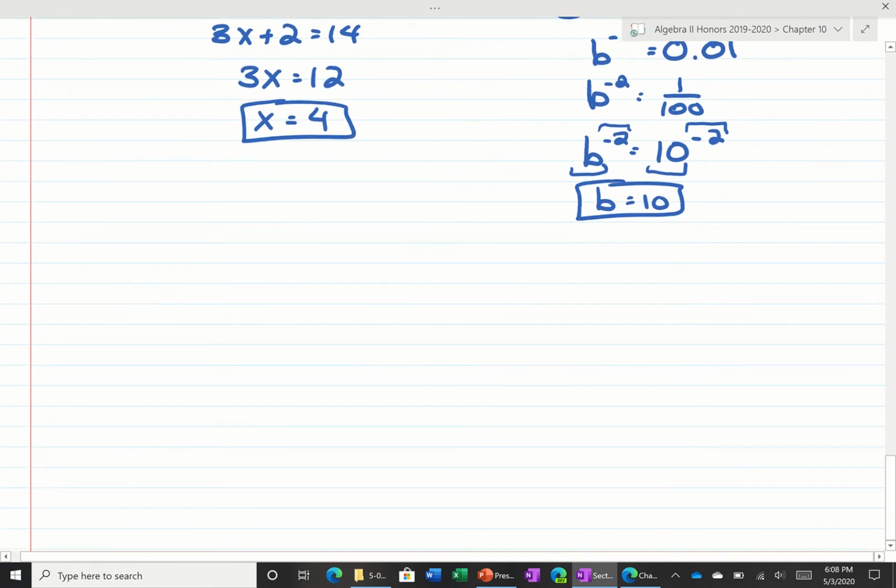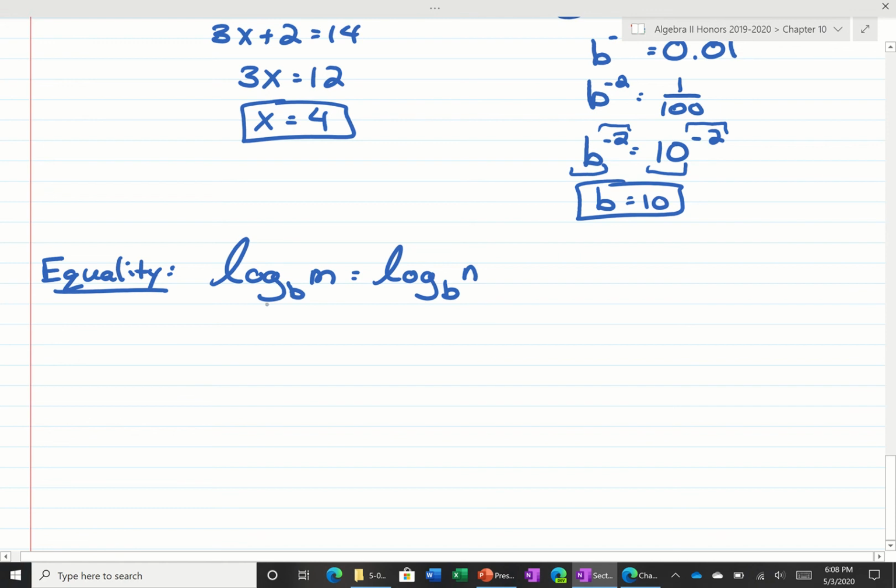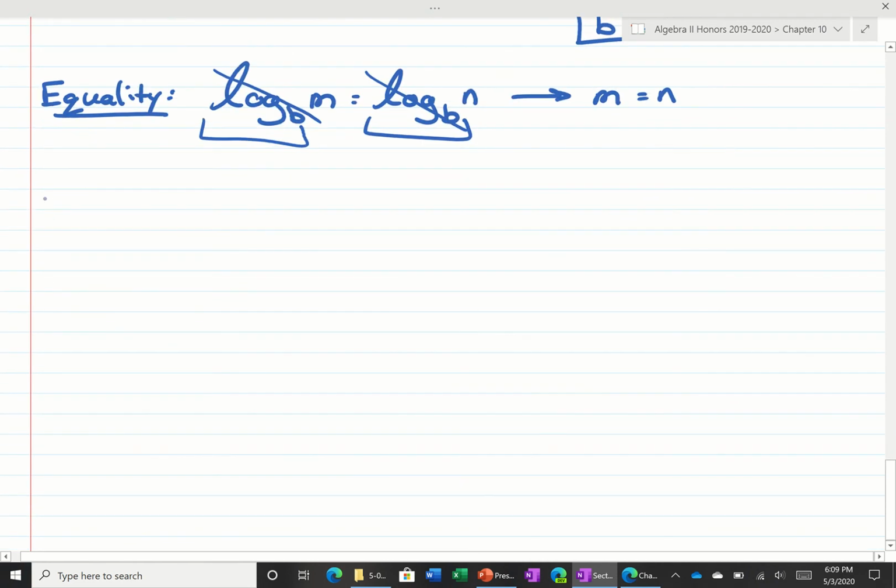All right, a couple more. To finish up, we're going to be talking about the property of equality. And the property of equality says that if we have a log, same base of a number, is equal to the log, same base of another number, as long as these logs are by themselves and they have the same base, they actually cancel each other out. So you could just cancel those. But it has to be one log is equal to one log of the same base. So let's do these last couple of problems.